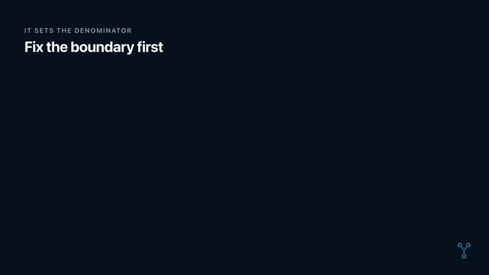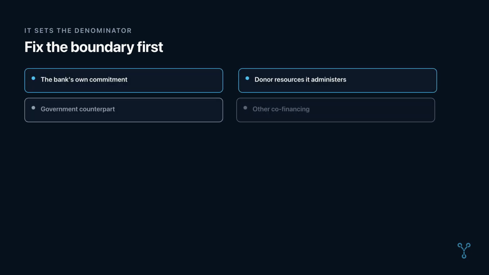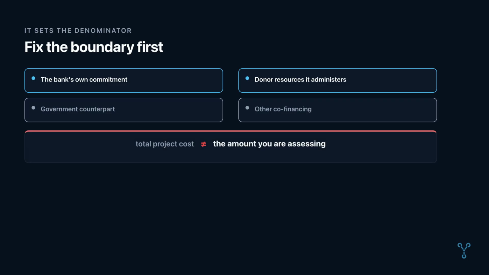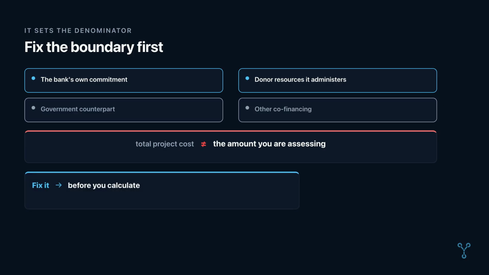Start with the boundary because it sets the denominator of every percentage you will report. An MDB financed project typically carries several sources: the bank's own commitment, donor resources the bank administers, government counterpart finance, and other co-financing. The total project cost is the sum of all of them. The amount you are assessing is usually not. Fix which amount before you calculate. It may be the bank's own commitment, donor resources it administers, selected components, or another amount named in the terms of reference. Record it as a decided item with the document that decides it.